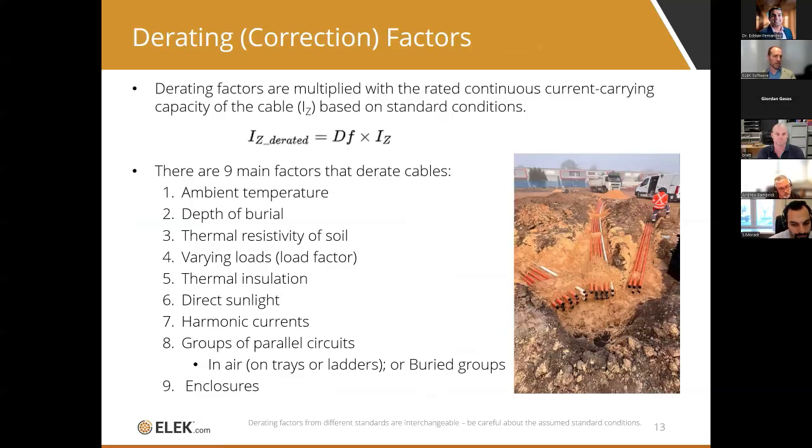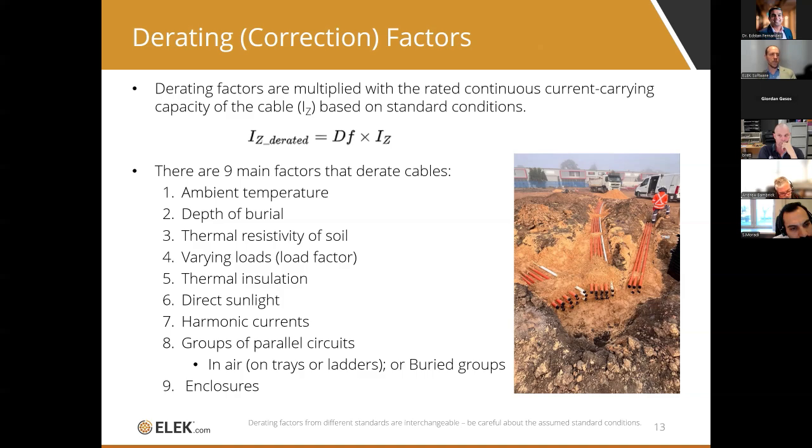If you wanted to do that, you would need to use a custom cable sizing calculator like Cable HV. Derating factors or correction factors, according to British standards. There are 9 main factors that derate cables, including ambient temperature, depth of burial, thermal resistivity of soil, varying loads, load factor, thermal insulation. Direct sunlight has a very significant impact. Harmonic currents are a little bit harder to deal with. I will explain how to deal with it. Groups of parallel circuits are very common, whether those groups are in air or buried groups. You see an example of that in the picture here. And enclosures also derate cables.